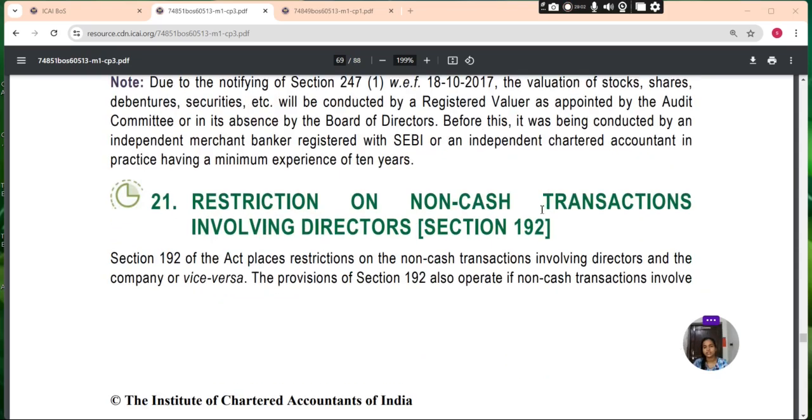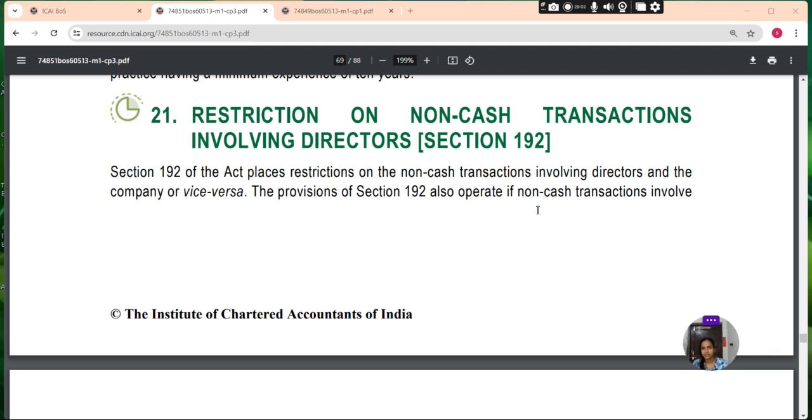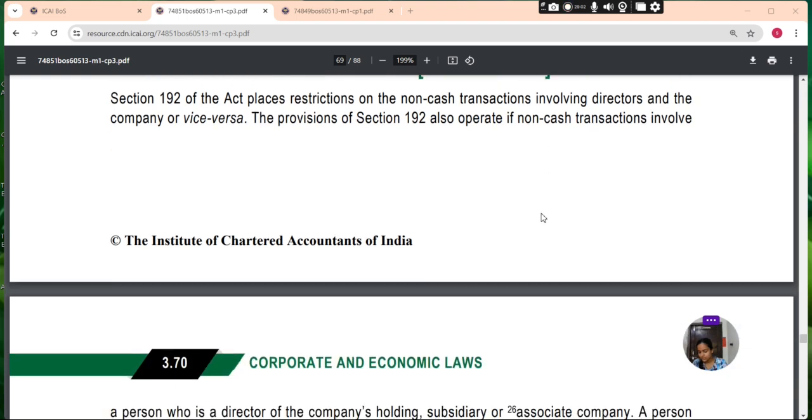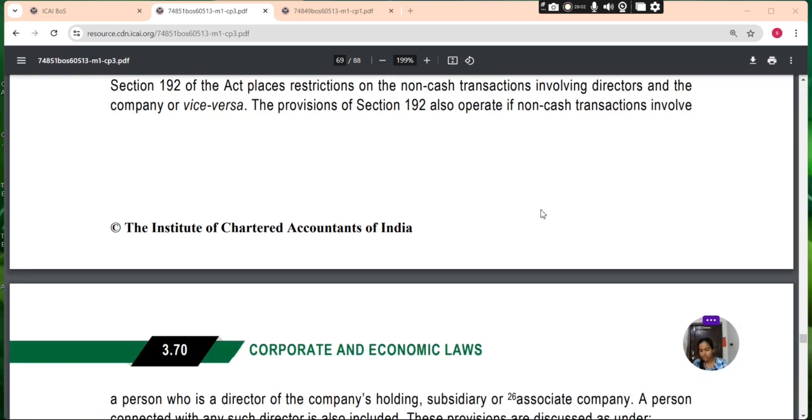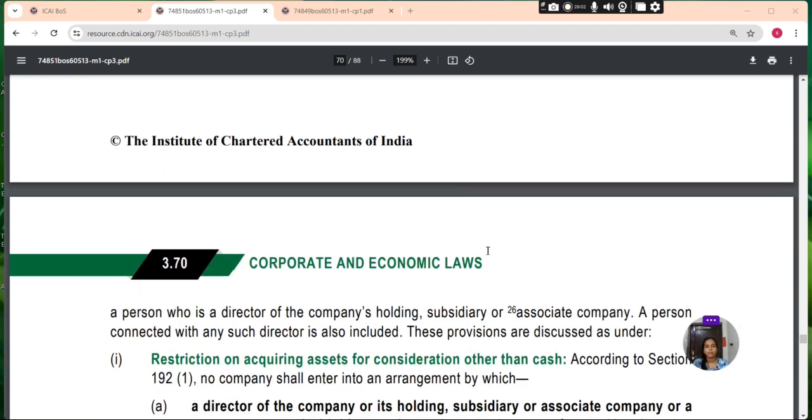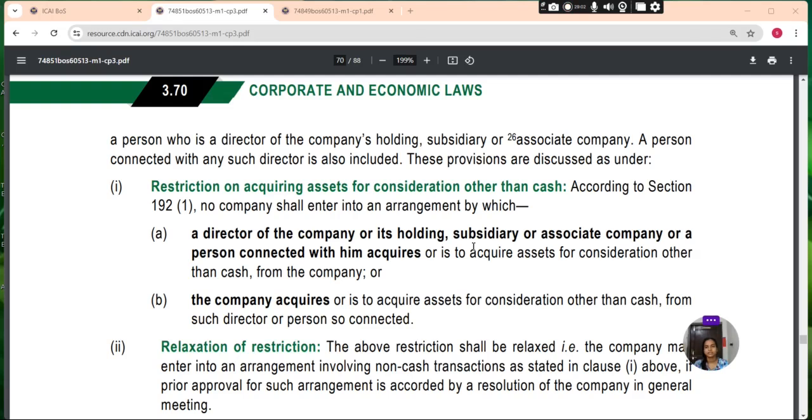Then आता है हमारा restriction on non-cash transaction involving the director, Section 192. Section 192 of the Act places restriction on the non-cash transaction involving the directors and the company vice versa. जो भी provision है Section 192 also operates if non-cash transaction involves a person who is the director of the company's holding, subsidiary, or associate. A person connected with any director is also included. These provisions are discussed as under.